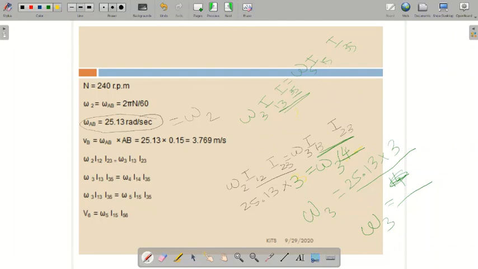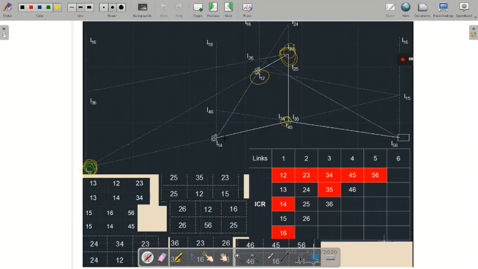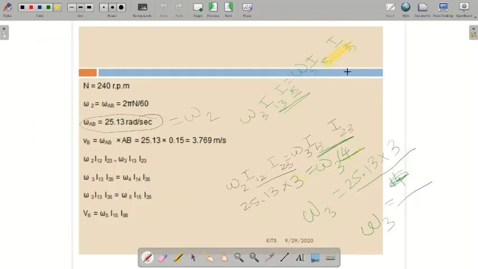Then I15 and 35. Where is I15 and 35? This is 15 and this is 35. Measure the distance between them and write it here. So you will get the omega 5 value. So we got the omega 5 value.